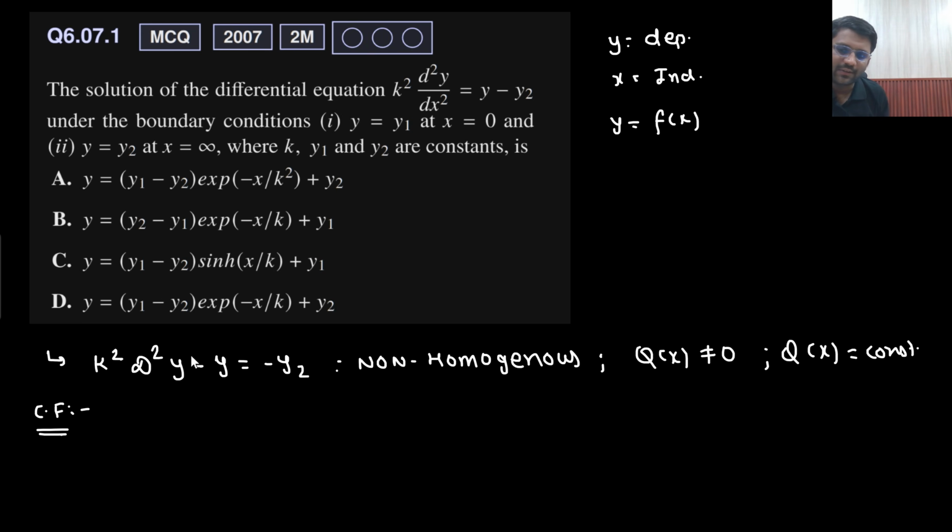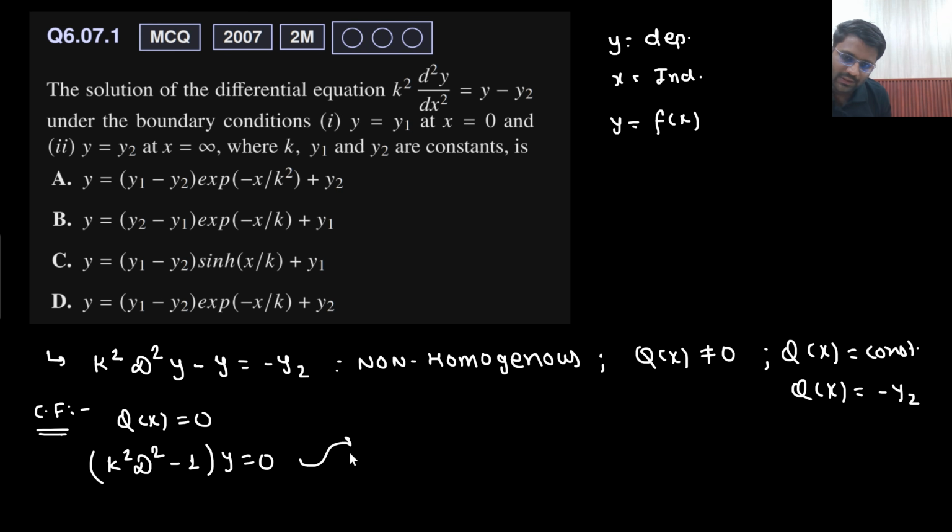What is the CF I am getting? For CF, q of x should be put equal to 0. What is the value of q of x here? It is constant, which is nothing but minus y2. So q of x should be put equal to 0 here. So what I will be getting? k square D square minus 1, y is coming common, equals to 0. So what is the characteristic equation you are getting? k square D square minus 1 equals to 0.